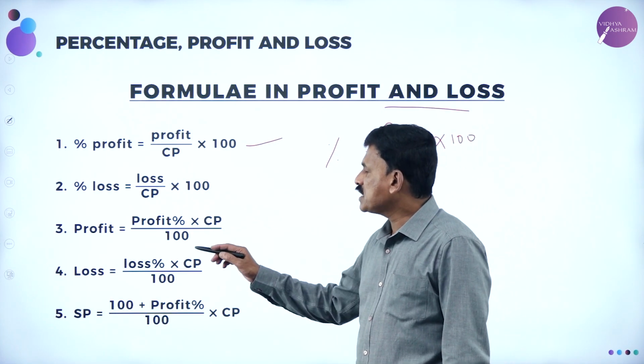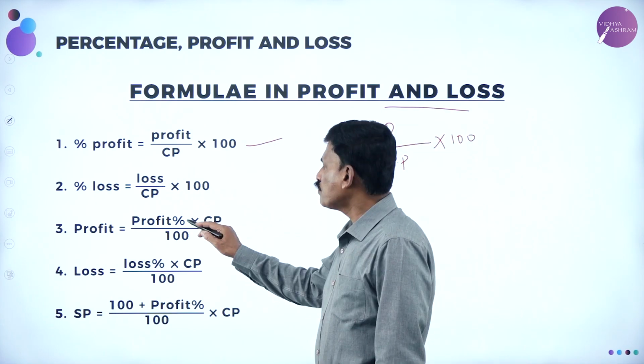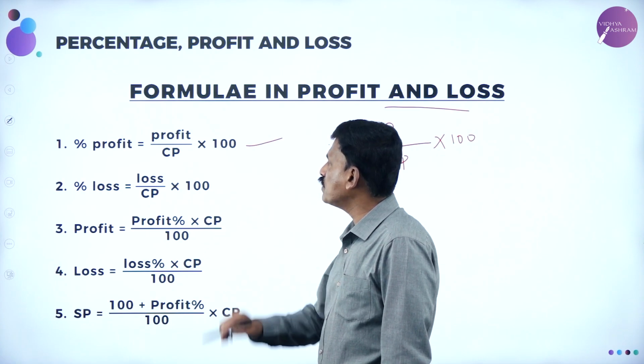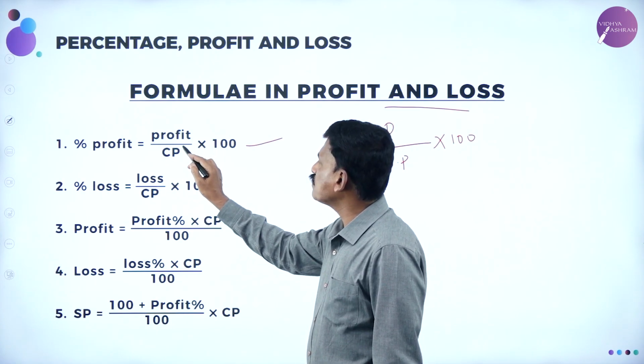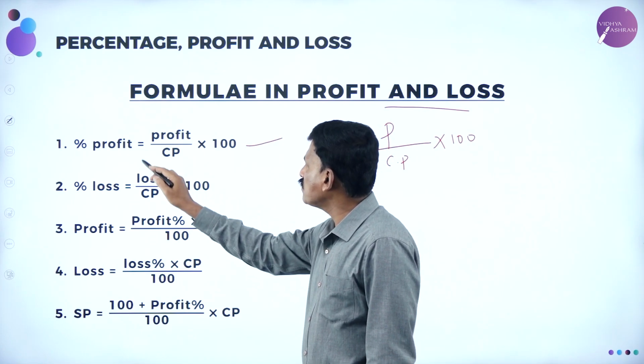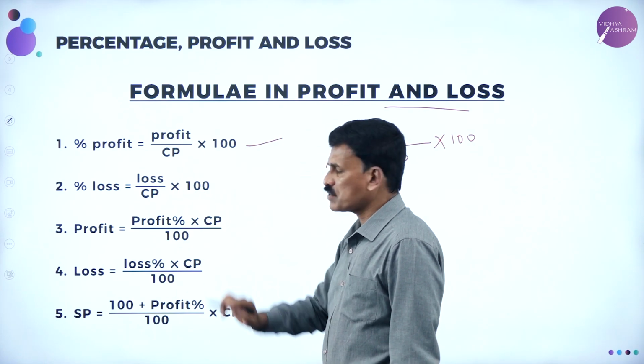Now profit can also be written as profit percent into CP divided by 100. Just cross multiply it. So profit percent into CP divided by 100 will give the profit value.